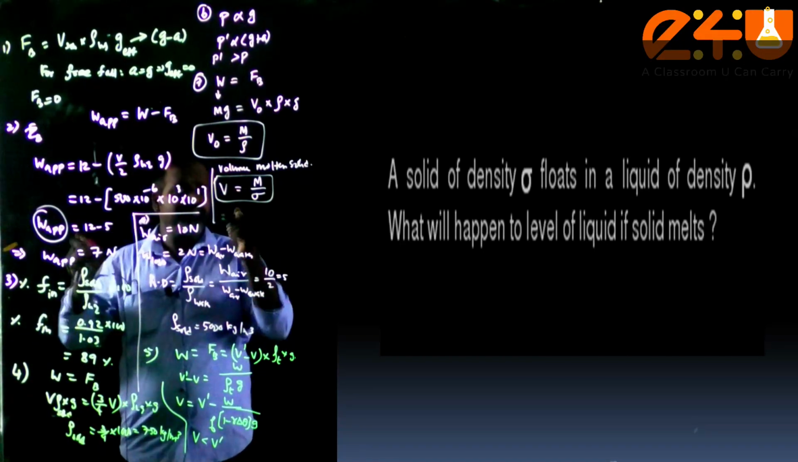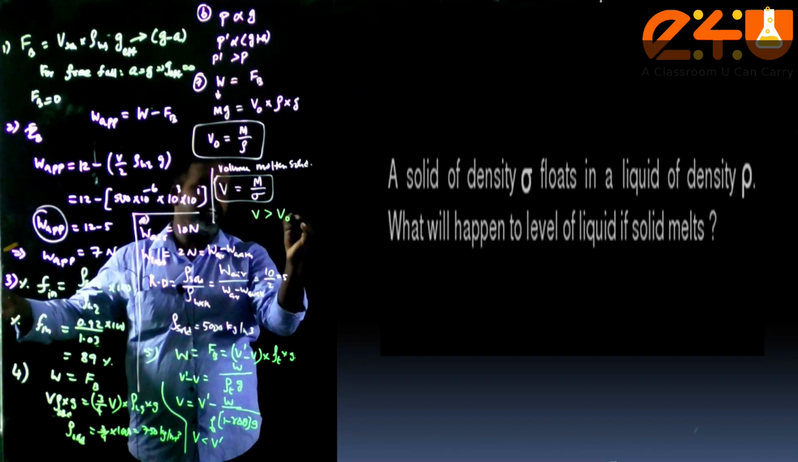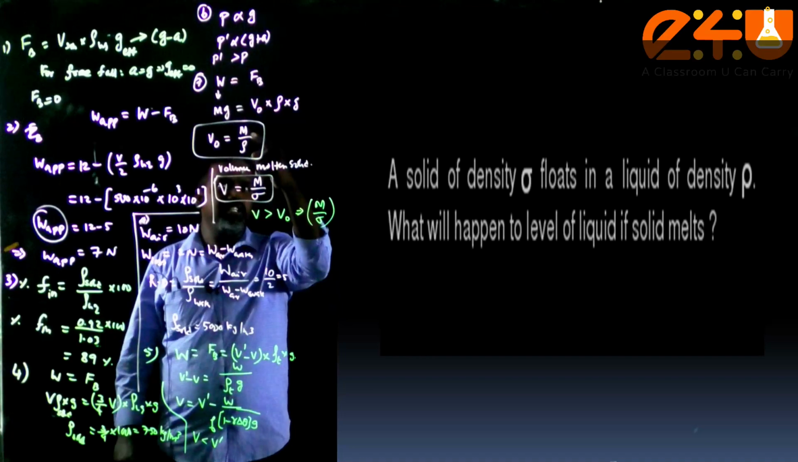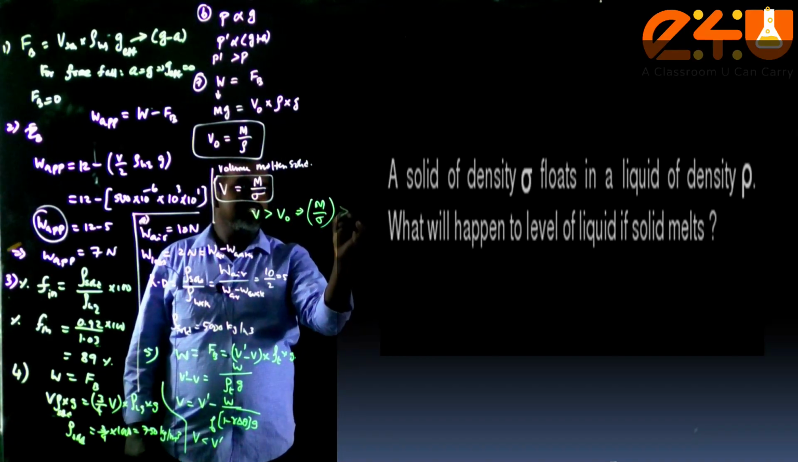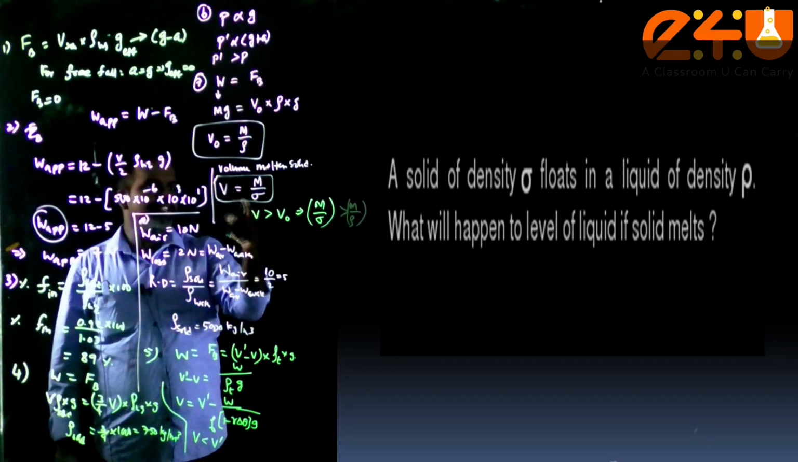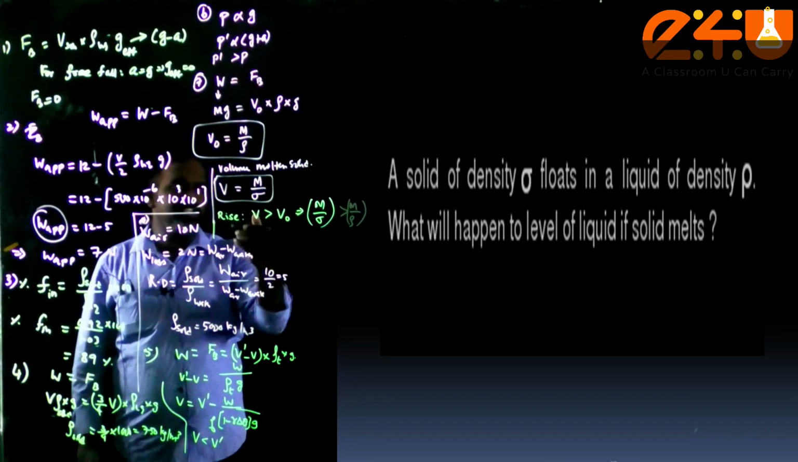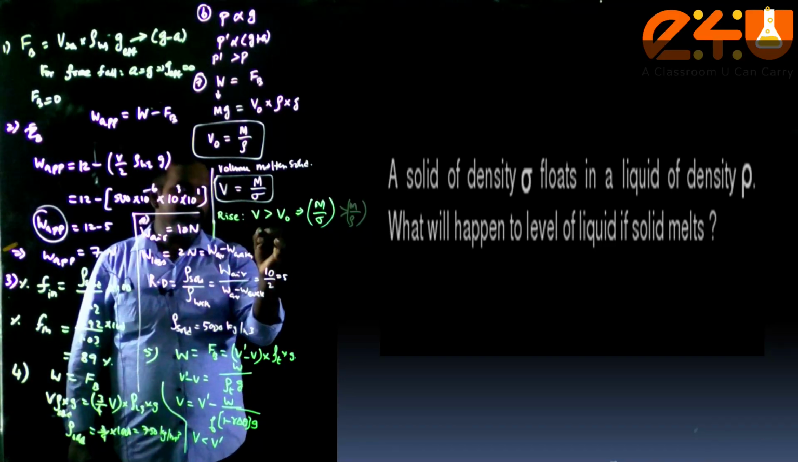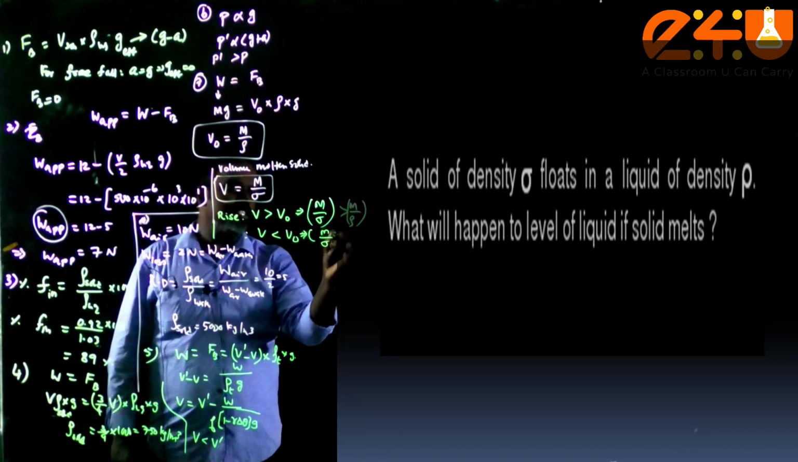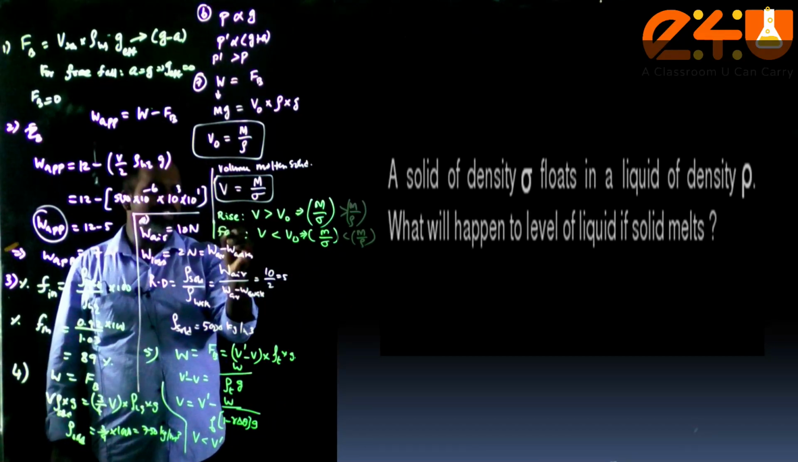Suppose V is greater than V naught, that means m by sigma, for the solid in the final case, is greater than m by rho, the initial case. So when the final volume V is greater than V naught, we can say that the liquid level will rise. And suppose V is less than V naught, by writing the same condition, m by sigma less than m by rho, therefore we can say that there is a fall of the liquid level.